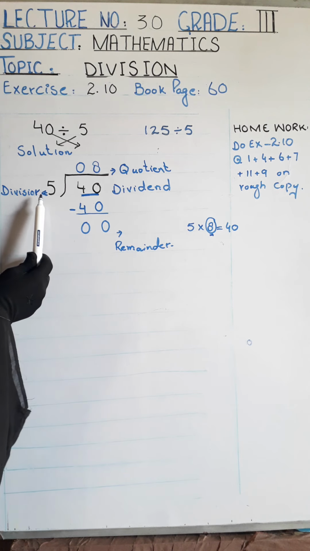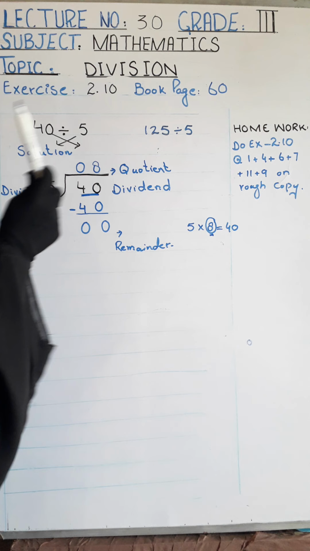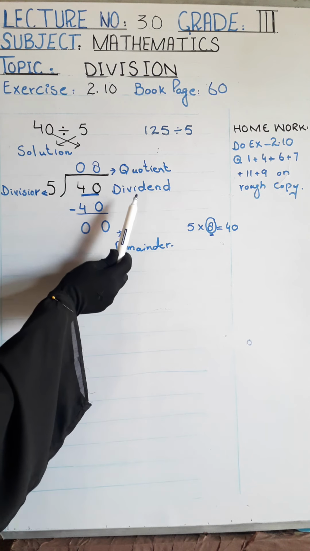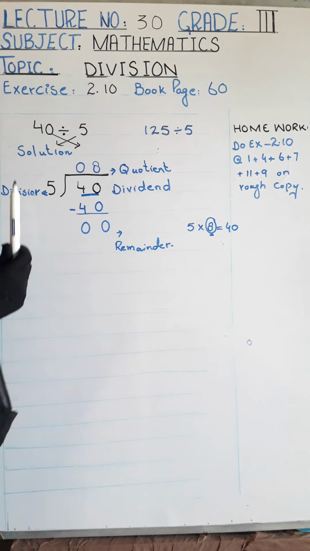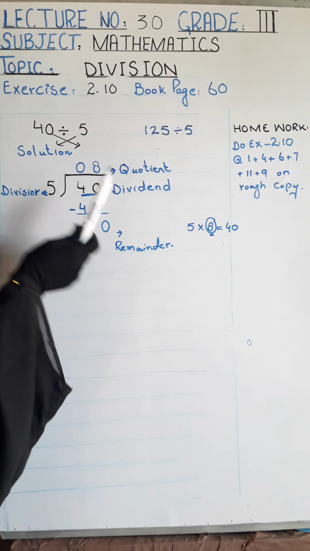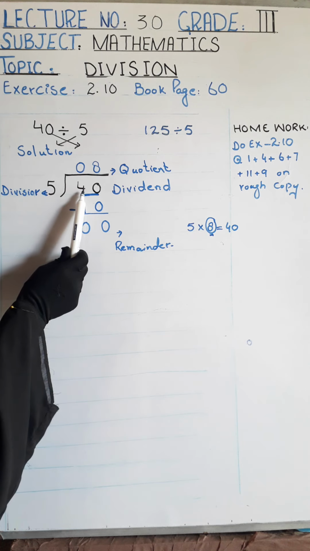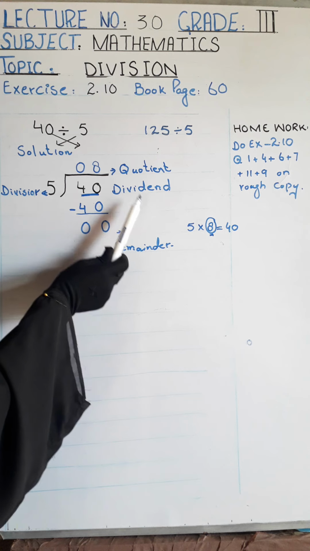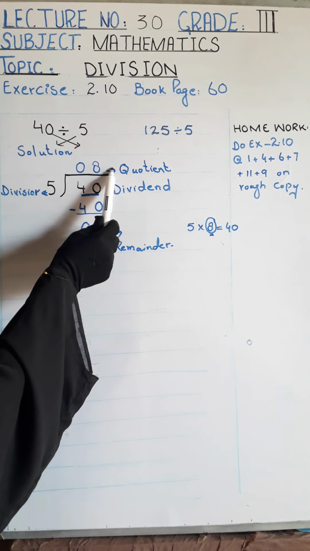And the smaller number, the number which is outside, is called the divisor. Dividend means the number to be divided. And the divisor means the number by which we divide the dividend. Clear? And now here, this area is called the quotient.